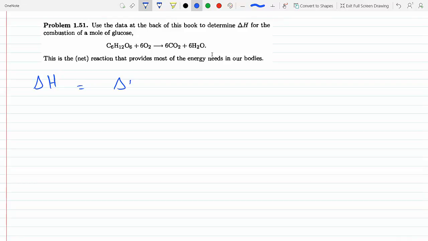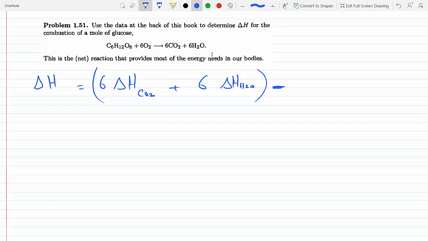This is the delta H in CO2, and the data in the back of the book is for 1 mole. So I would have to multiply this by 6 and then add it to that of liquid water. 6 delta H for H2O minus those of the reactants, because we are going from reactants to products.